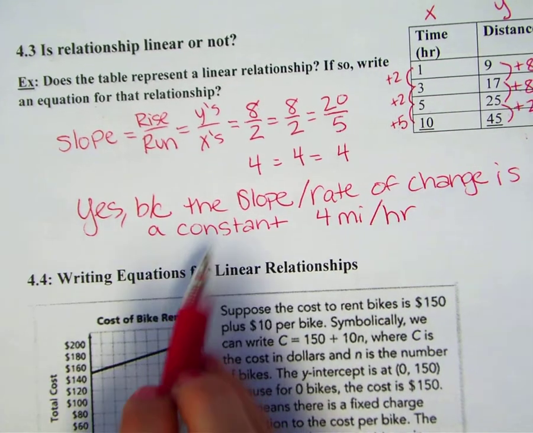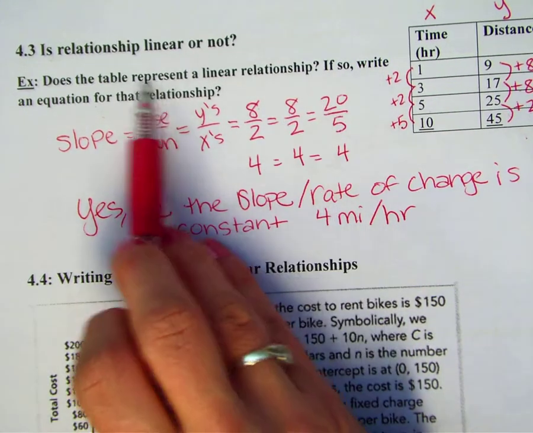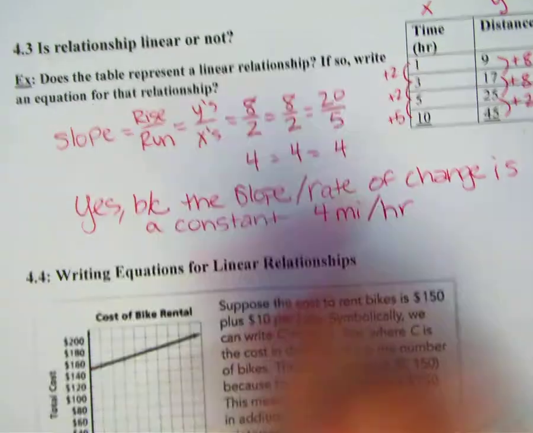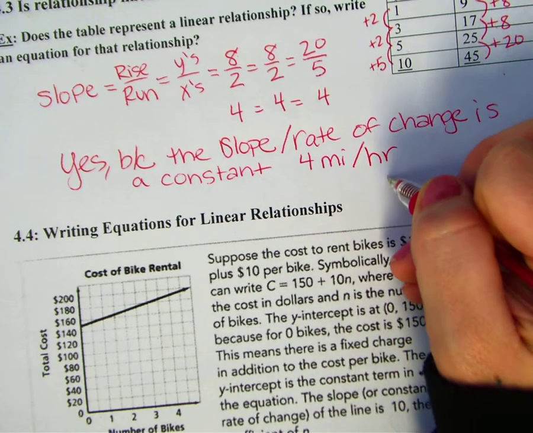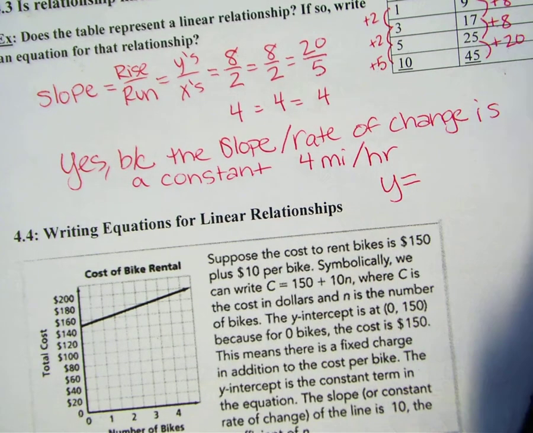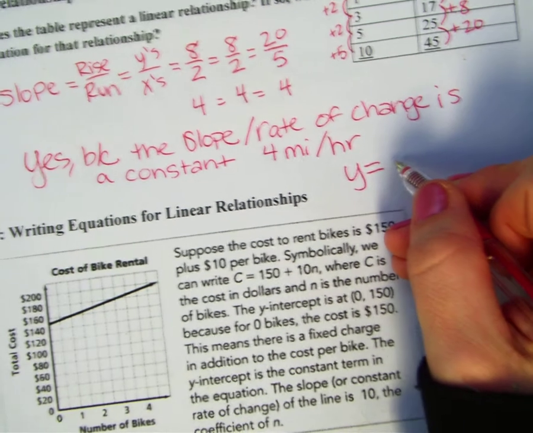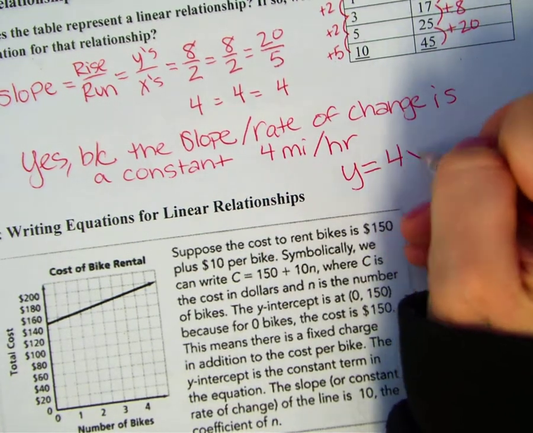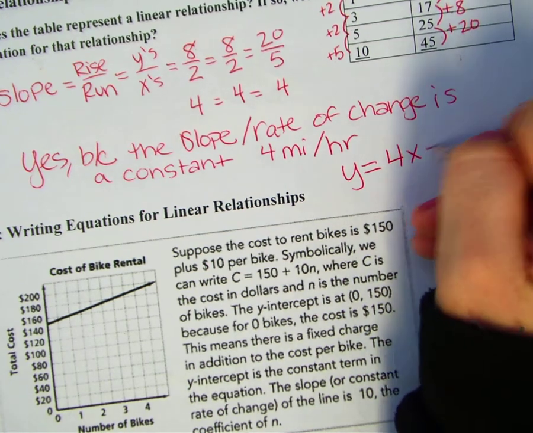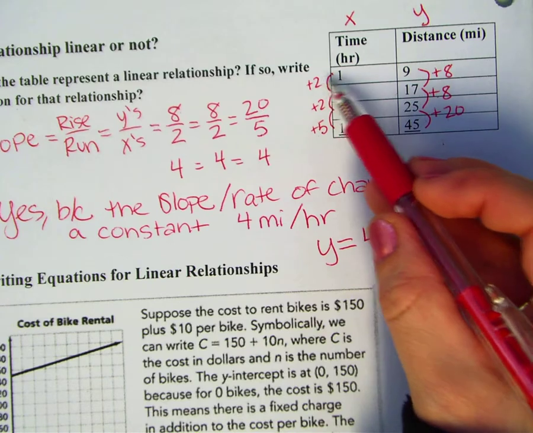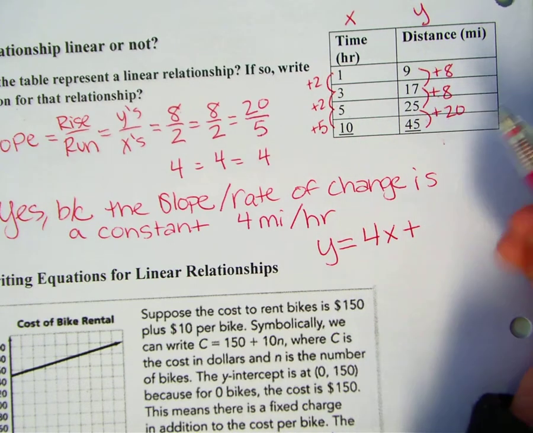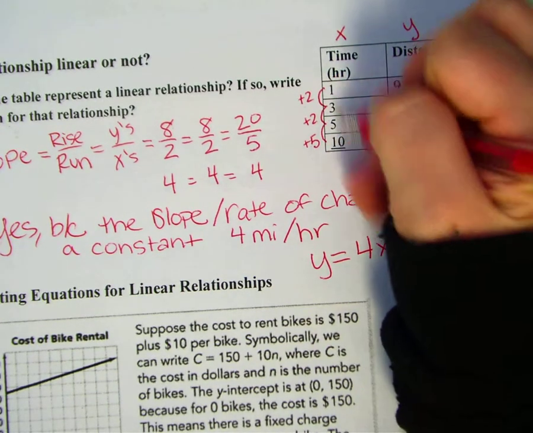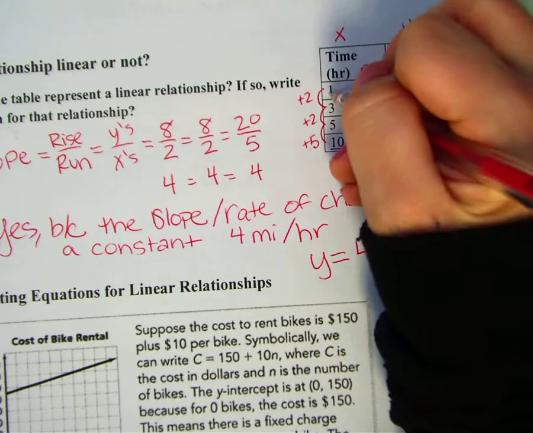All right, so then it does say, if so, write an equation for the relationship. Okay, so if we're going to write an equation, we know it's going to be y equals, and then we would put the slope, which was 4. So we'd say 4x plus then our y-intercept. So we'd have to think about what would be with 0. Notice again, the table does not have a 0 in it. So if I were to put a 0, that would obviously go above the 1 here.